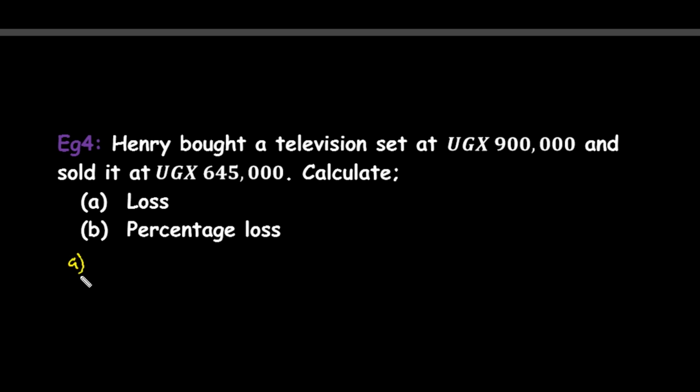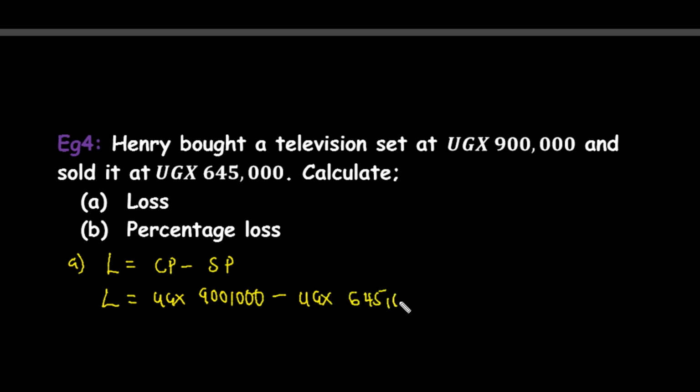Remember, we said that we calculate a loss from the formula: loss is equal to cost price minus selling price. And the loss made was equal to 900,000 minus 645,000. And the difference is, get for me the answer. Yes, I'm waiting for the answer, please.